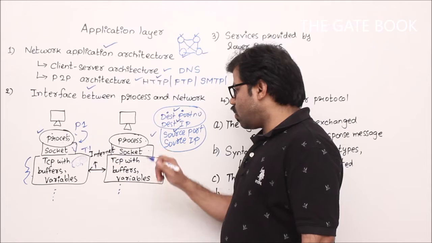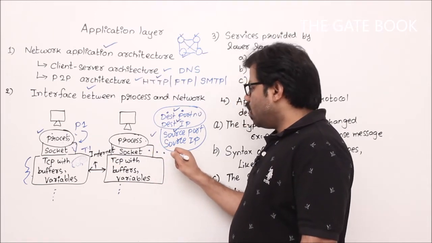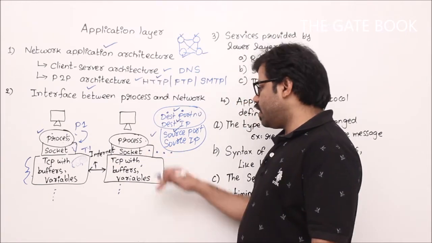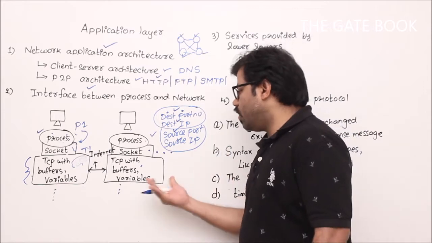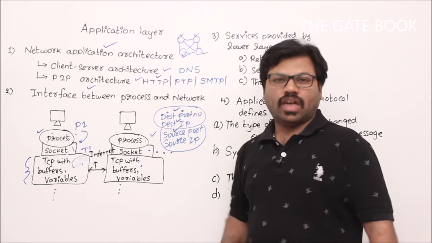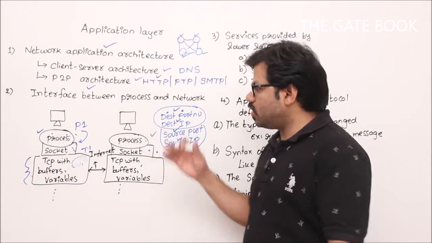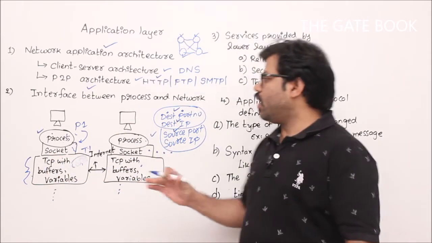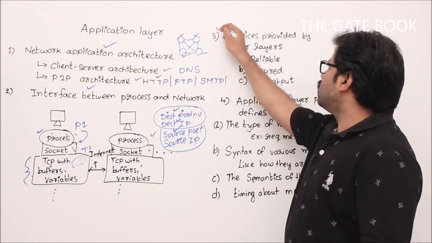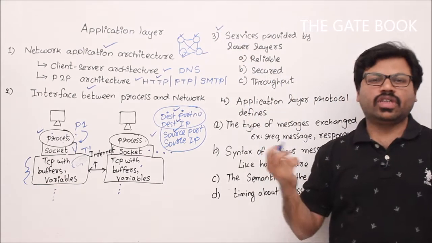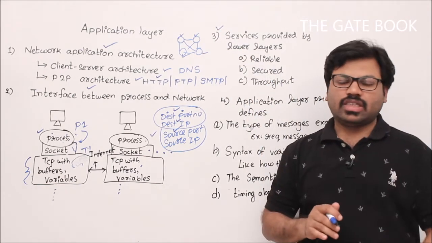Similarly, here there is a socket. Through this point, the other side, TCP or UDP, is going to give details to this process. Understand? So this is about communication between two systems. Of course we know that already. Now we quickly move to services provided by lower layers. We know that already, we have studied enough about those services, right?